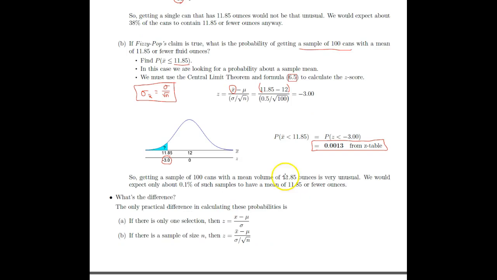Okay, and here's a little summary right over here. So what's the difference? The only practical difference in calculating these probabilities is that if there's only one selection, then you're doing it kind of how we did in class on Tuesday. If there's a sample size, a sample mean you're looking at of size n, then basically the only really big difference is this sigma gets replaced with sigma over root n. That's really the only difference.